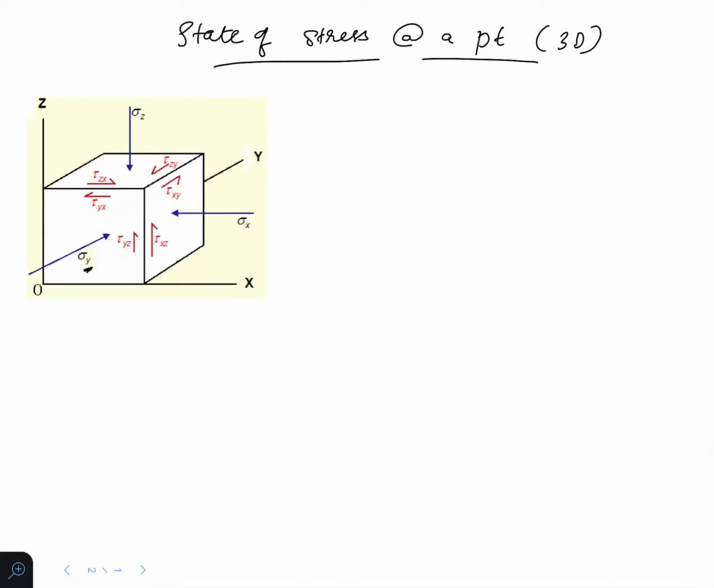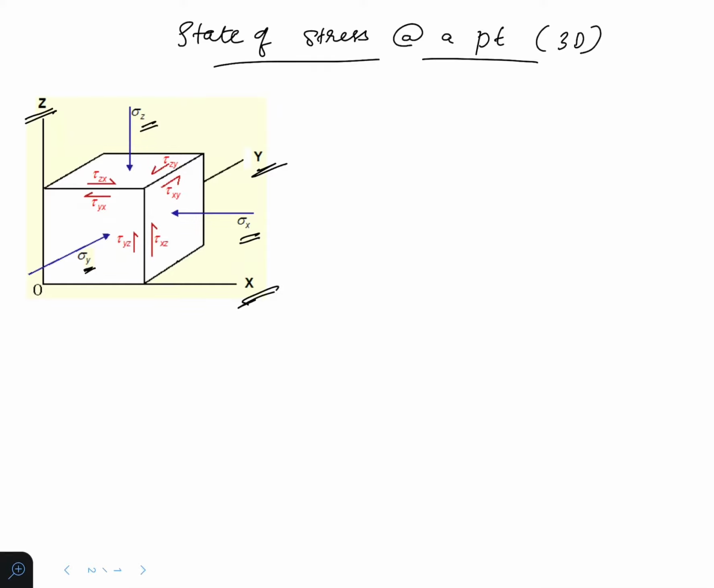Let us study about state of stress at a point in 3D. This is a 3D body, a 3D element. This is our x-axis, this is our y-axis, and this is our z-axis. And the normal stresses in these directions are represented as sigma x, sigma y, and sigma z. Now let us learn about the representation of shear stress.